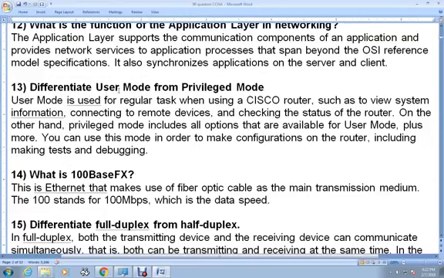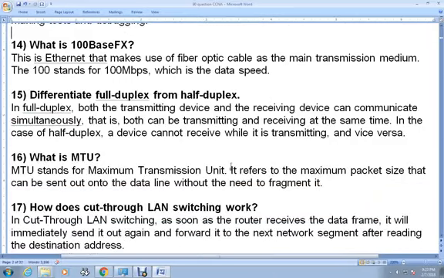Guys, next question: differentiate user mode and privilege mode. So guys, user mode is used for regular tasks when using a Cisco router, such as to view system information, connect to remote devices, and check the status of the router. So this is the user mode basically. On the other hand, privilege mode includes all options that are available for user mode plus more. You have more privileges. You can use this mode in order to make configuration on the routers. So if you want to make configuration, you will have to use privilege mode. It has more power as compared to user mode.